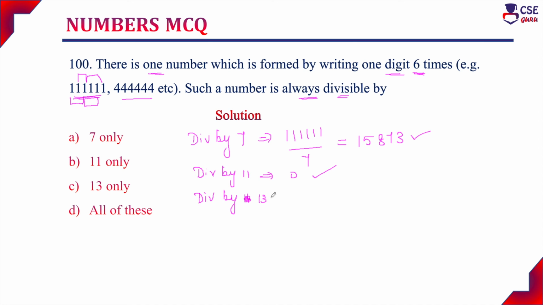For the divisibility rule by 13, we need to divide directly. So if you are dividing 6 ones by 13, we will get 8547. So it is divisible by 13. So any single digit that is repeated 6 times, that number is divisible by 7, also 11, also 13. So the answer is option D, all of these.